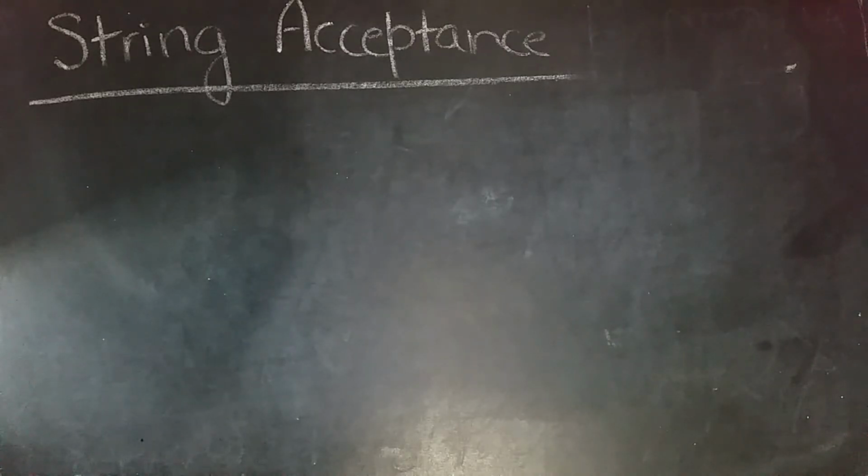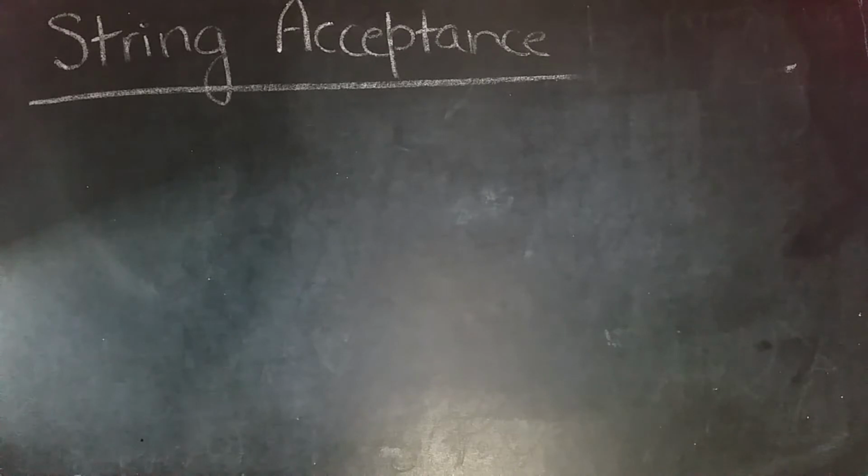Hi everyone, today we are going to see how strings are accepted by a finite automata. In finite automata, there are two different types which accept strings. Those are deterministic finite automata and non-deterministic finite automata.